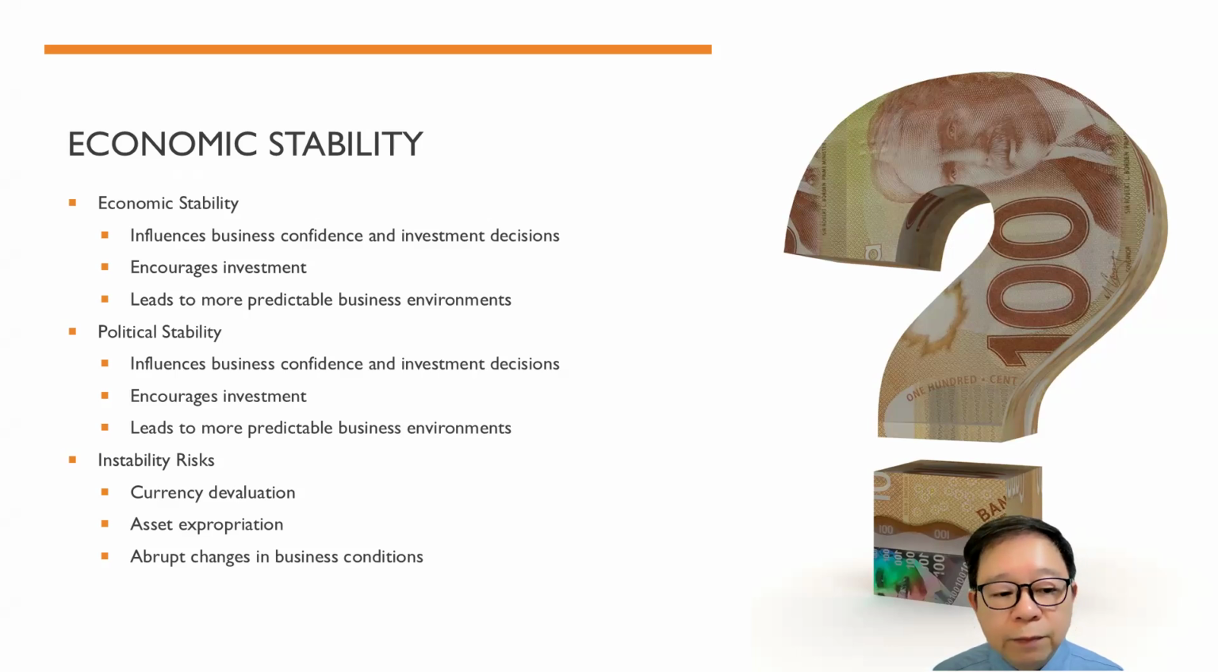Political stability influences business confidence and investment decisions. A more stable political environment helps encourage investment and leads to more predictable business environments. But with instability risks, if a country has a lot of uncertainty, one of the worries we have is currency devaluation. We may make quite good money from that country, but because of currency devaluation, when we send the money back to our home country, we earn less. And we also want to protect our asset investment, right? But if the political situation is unstable, it will affect our investment and our asset ownership. In this case, it will badly affect our business condition.